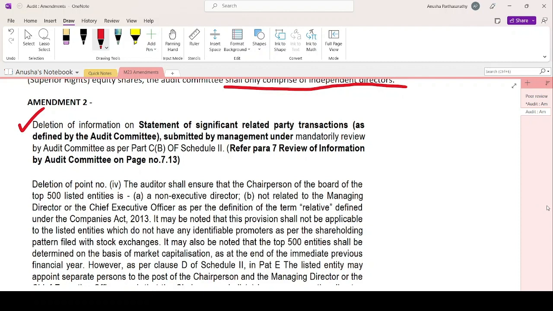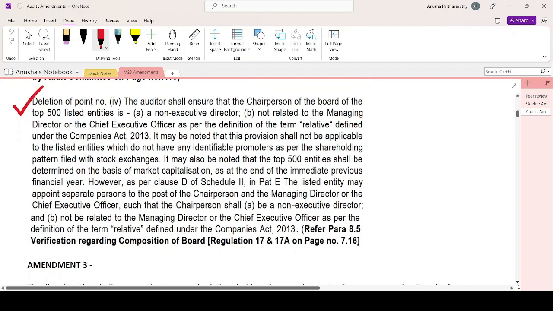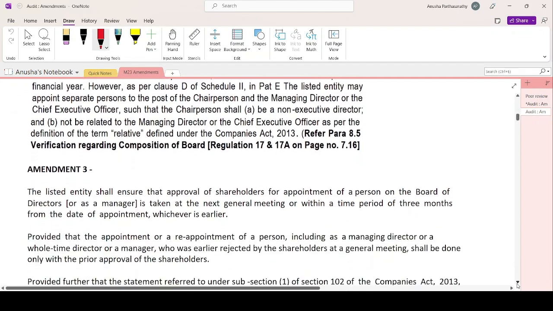Now, deletion of point number 4 again, which is that an auditor shall ensure that the chairperson of the board of directors of top 500 listed companies is a non-executive director, not related. Those auditors' work has been now reduced. Now, let's move on to amendment number 3.